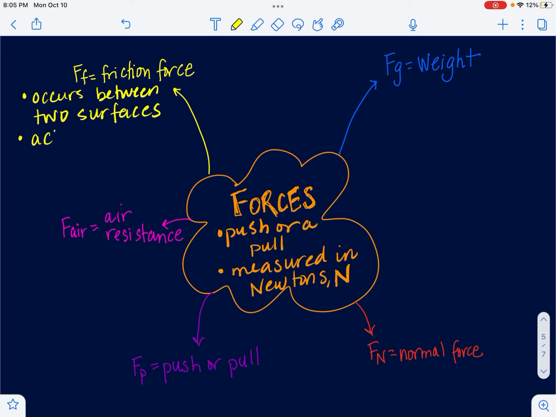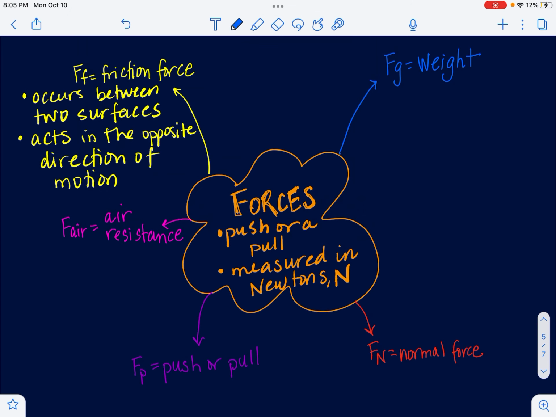A friction force acts in the opposite direction of motion. Okay, so we're talking about pushing that book across the table. The friction force is slowing the book from moving in the direction that it wants to go. So there is one new force, and then let's switch over to one that we have already talked about, weight.